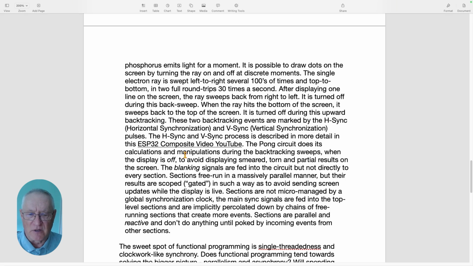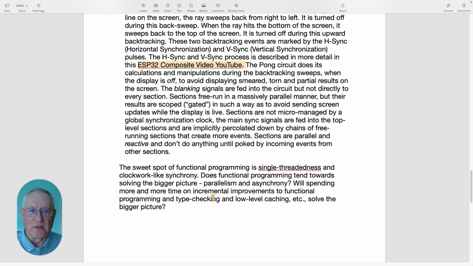I go into the synchronization details in more detail, and I provide a YouTube video that explains how the synchronization works, in general, in composite video output.